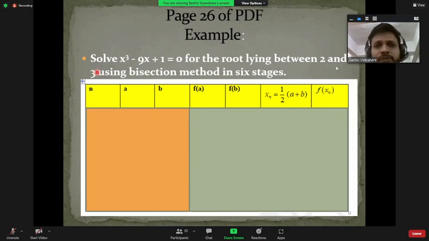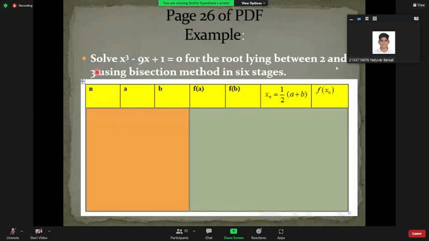Actually, the root is in between 0 and 3 also. Because if f of 0 is negative and f of 3 is positive, the root is also between 0 and 3, but it is a larger interval. Why take a larger interval? If we have a smaller interval, the number of iterations is less. So it is better to take a smaller interval. Is that clear? Yes, sir. Okay, so this question is already given, so you should not worry.